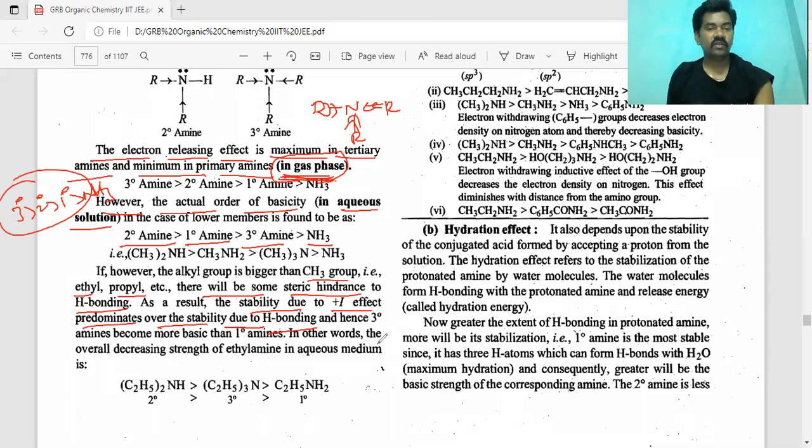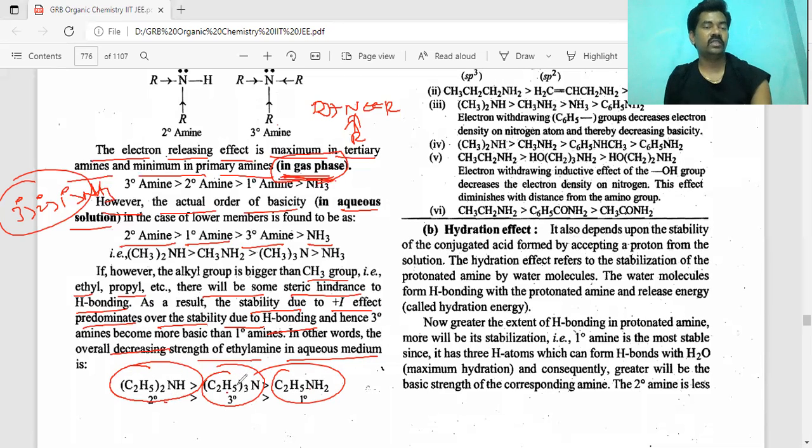In other words, the overall decreasing strength of ethylamines in aqueous medium is (C2H5)2NH, which is secondary, then tertiary, then primary. Secondary, tertiary, primary in aqueous solution. But in gaseous phase it is tertiary, secondary, primary, and least ammonia. In aqueous medium it is somewhat different: secondary, then tertiary, and least primary.